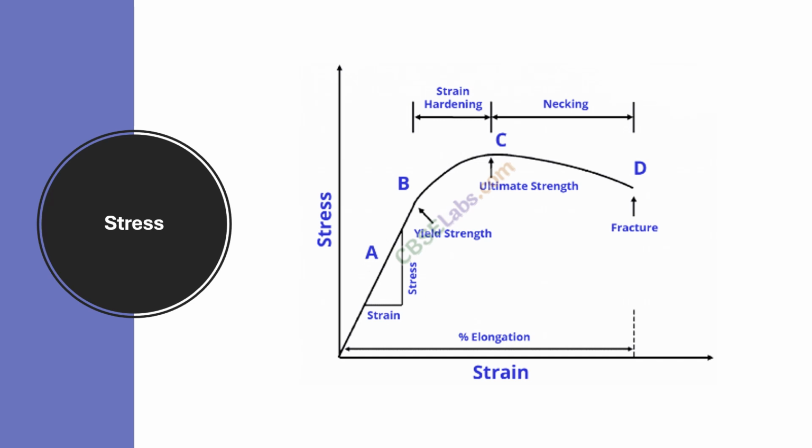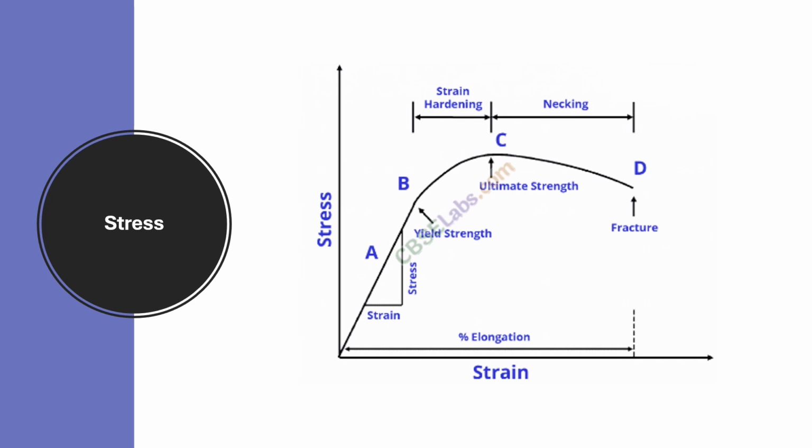Now, in this slide, we'll be discussing stress. Stress is defined as the ratio of the internal force F produced when the substance is deformed to the area A over which this force acts. In equilibrium, this force is equal in magnitude to the externally applied force. Stress is of two types.